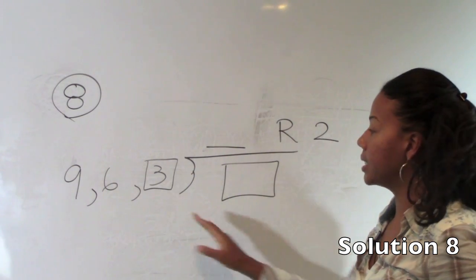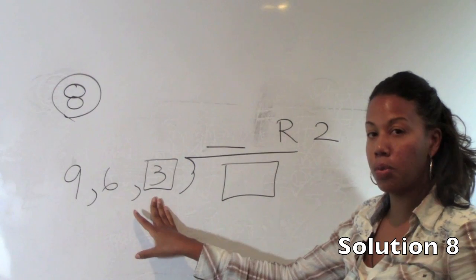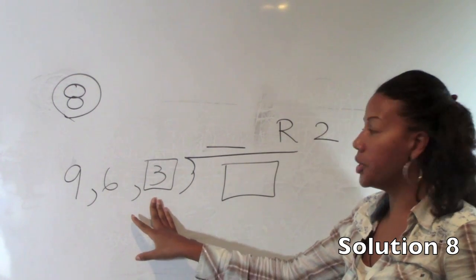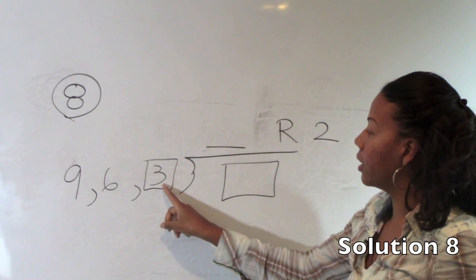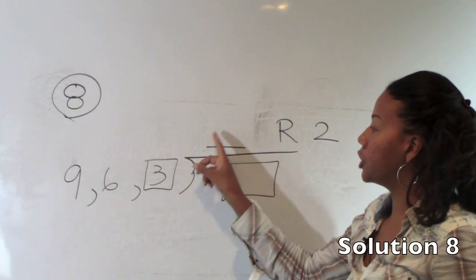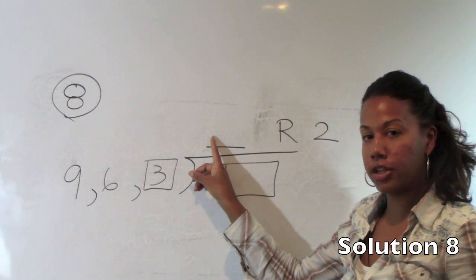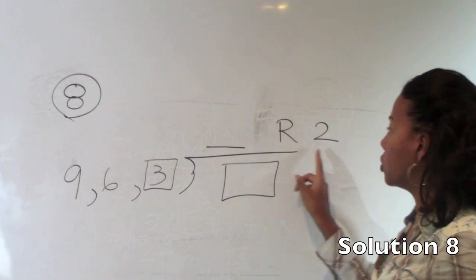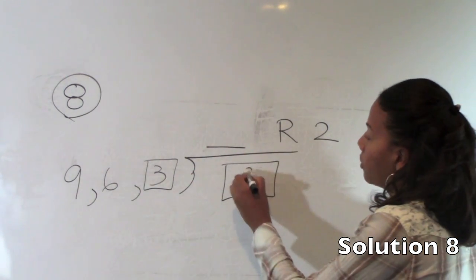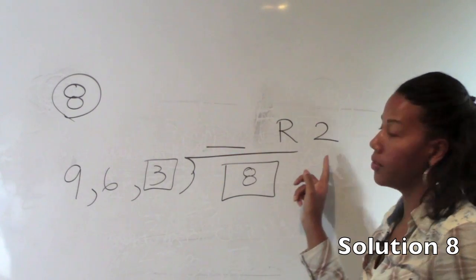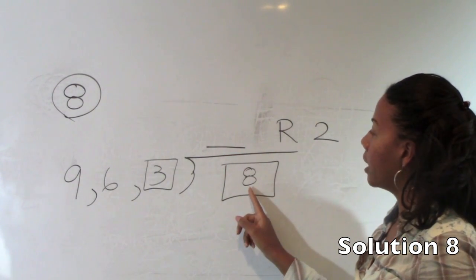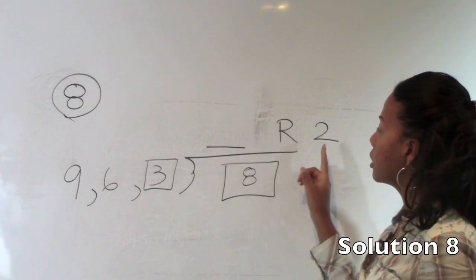So what we're looking for in this case is a number that is 2 more than a multiple of 3. So let's take 6 for example. 6 is a multiple of 3. 6 divided by 3 is 2 with no remainder, so we want to add 2 to the 6 so that we have 2 left over. Okay? So that number would be 8. 8 divided by 3 is 2 with a remainder of 2.